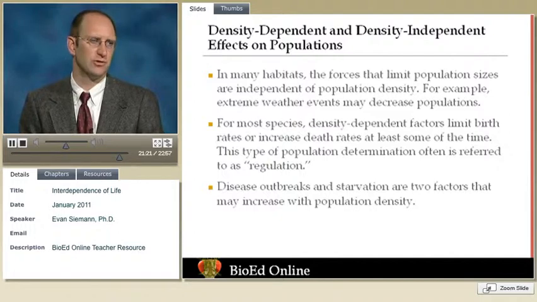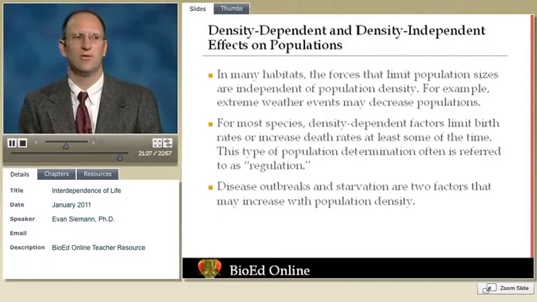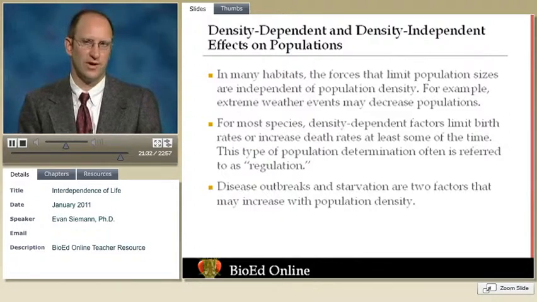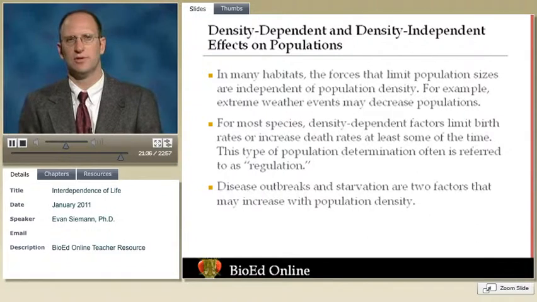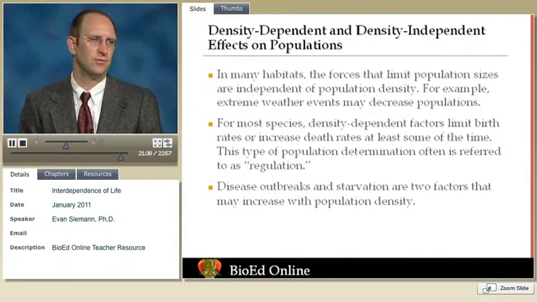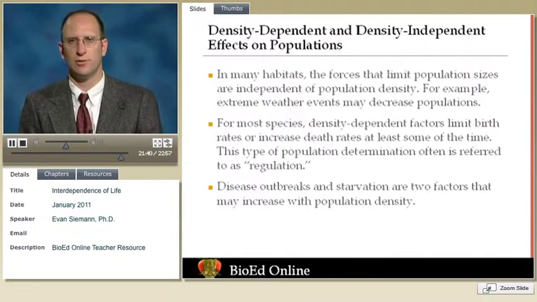Animals also show density-dependent regulation. As density increases, deaths will increase from limited food, higher disease frequencies, and other factors. Animals in crowded populations are less likely to breed, and their success in food-limited, crowded conditions is lower.